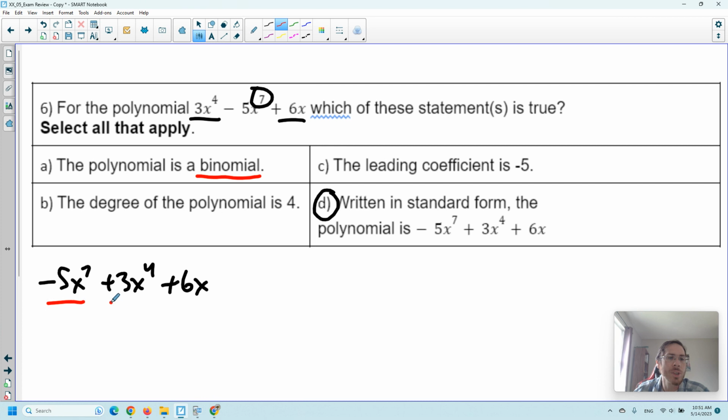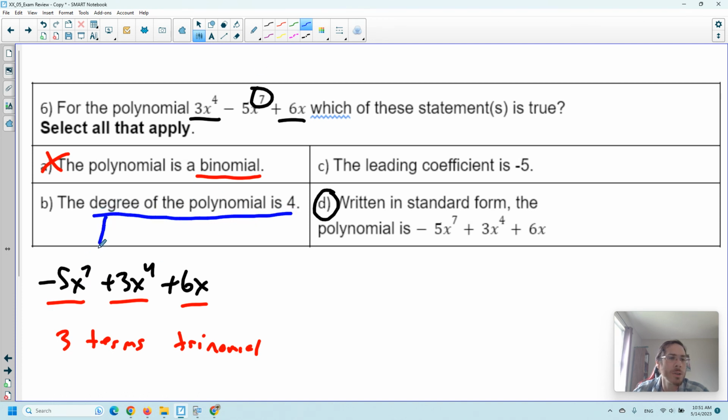Binomial is not true because I have 3 terms. A binomial only has 2 terms, so this is a trinomial. So this is wrong. Next, we see the degree of the binomial is 4. Degree always goes with the highest exponent. So in this case, the degree is 7. 7 is not 4, so we're not going to pick that one.